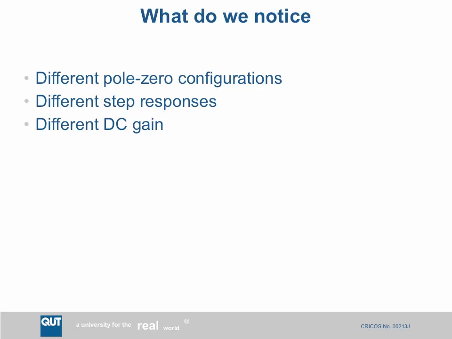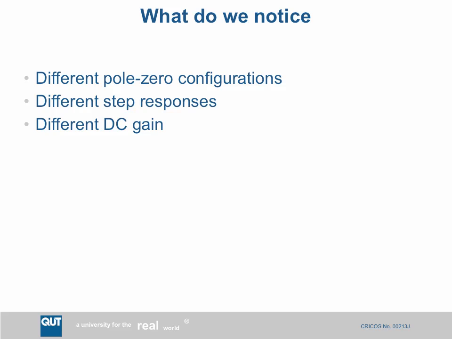So what do we notice here? We notice that there are different pole zero configurations, different shape step responses, and different DC gain. As I've mentioned, the best choice depends a little bit on circumstance. You've got the time, take the Z transform. Don't have quite so much time, you want to be quick and dirty, go pole zero mapping or go Tustin transform. The differences will become less as the sampling time becomes a bit faster. So let's investigate the DC gain issue.